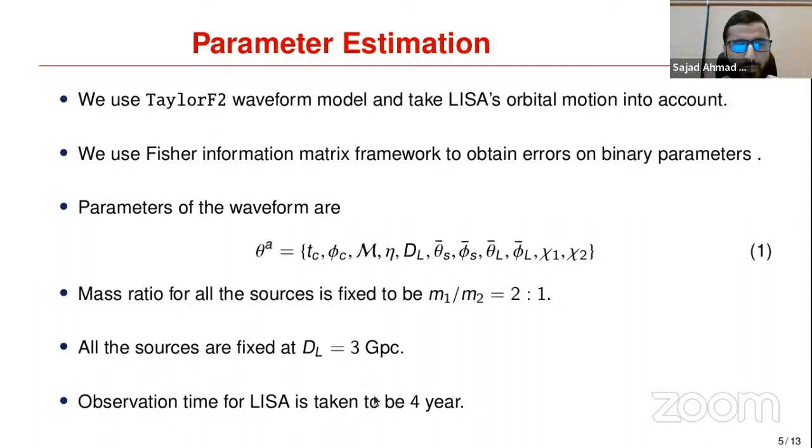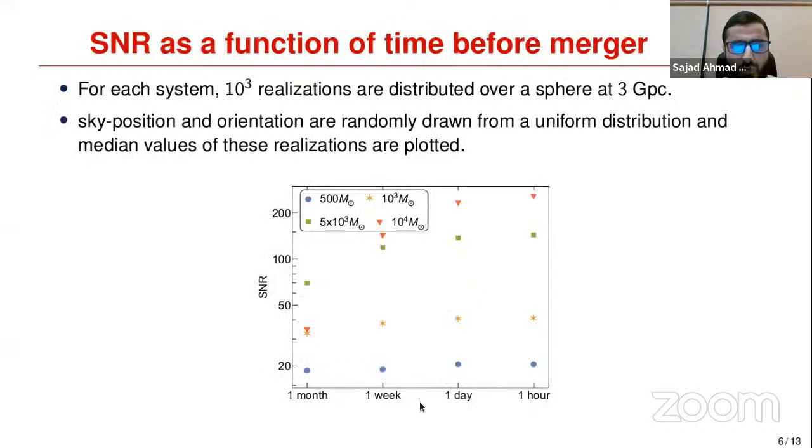The SNR is plotted as a function of the time left before the merger. You can see that for all the four systems, the SNR increases as we move closer to the merger, as the system accumulates more and more SNR. Since the luminosity distance is fixed at 3 gigaparsec, the high mass systems have more SNR as compared to the low mass systems. Moreover, in the last month before the merger, the high mass systems accumulate most of the SNR. So in short, for all the sources, we have a good enough SNR even 1 month before the merger. All the SNRs are greater than 20 one month before the merger, which validates our Fisher information analysis.